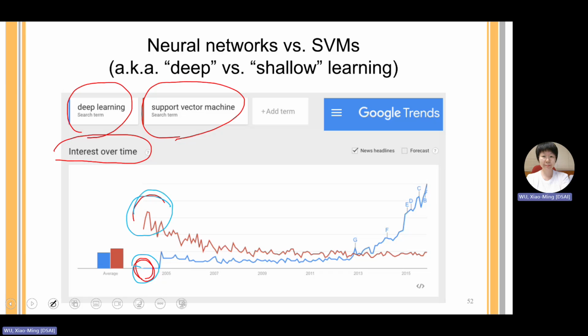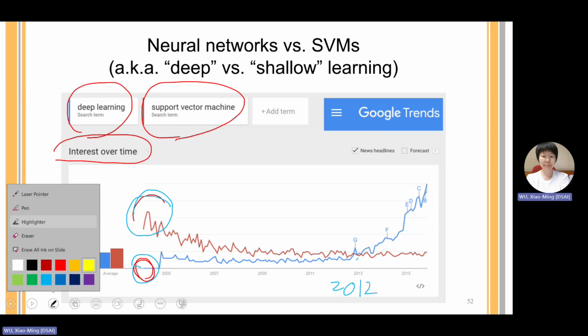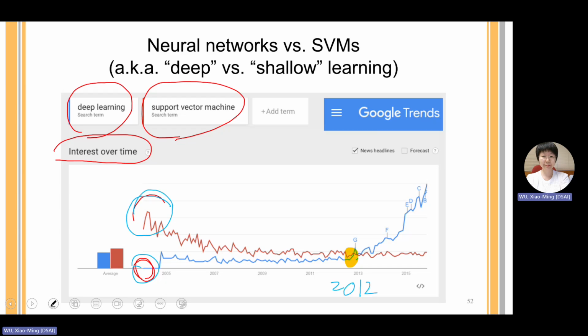Okay, so as we come to 2012, this is the turning point. There's a signature event called AlexNet. AlexNet won the ImageNet competition, the ImageNet challenge, that year. It outperformed every other method, every statistical learning method.